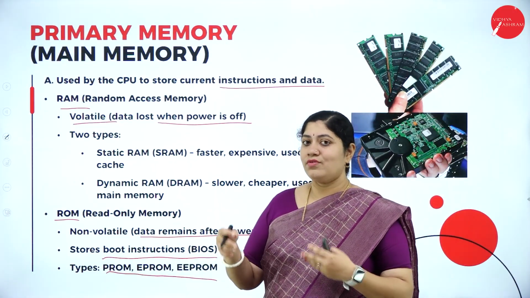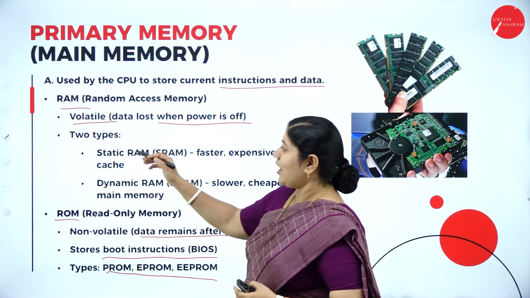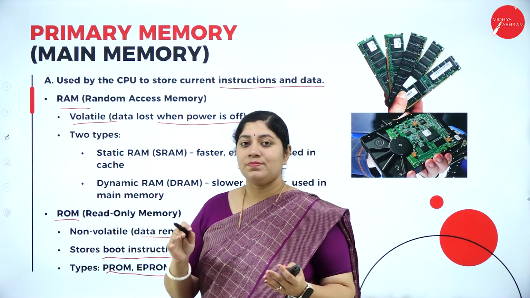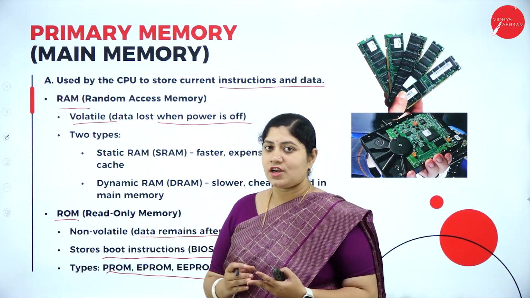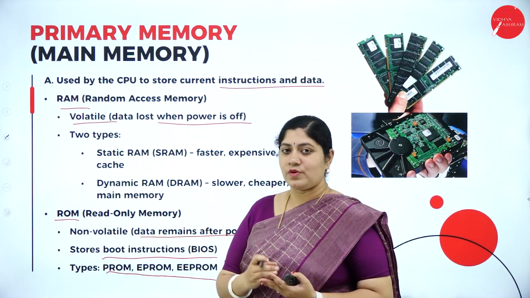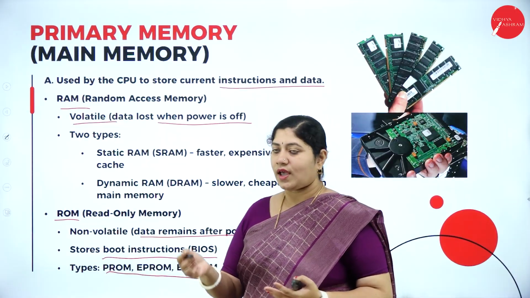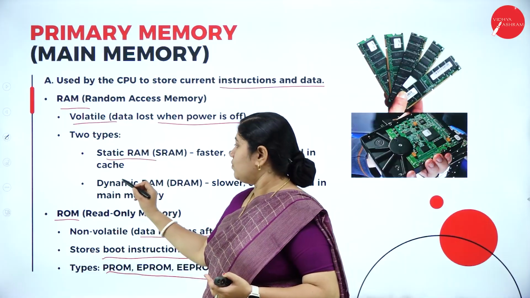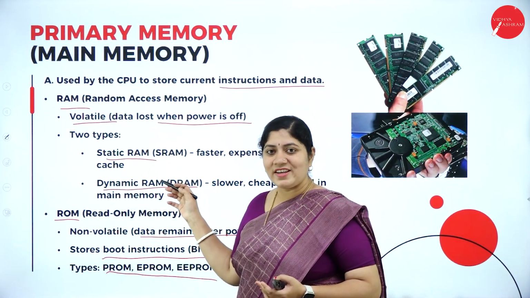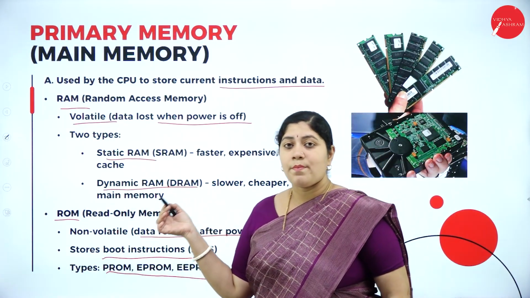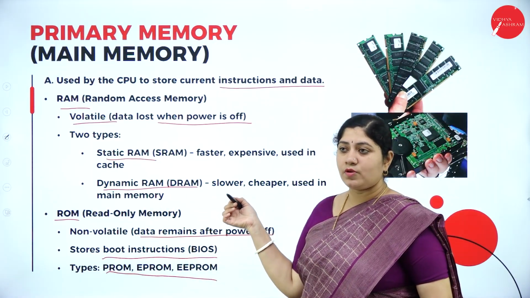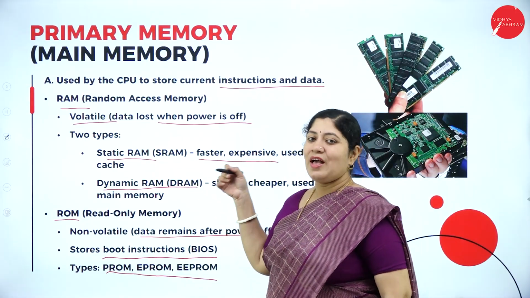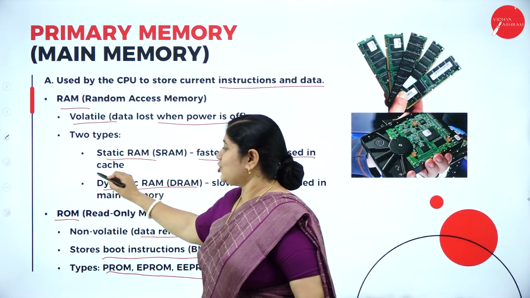Now we have two more types under RAM. We already know it's volatile, so we'll lose the data whenever the power is shut off. Under that we have two more types, static RAM or SRAM, and dynamic RAM or DRAM. The main key points of static RAM are that it is very fast and expensive, and it is used in the cache memory.